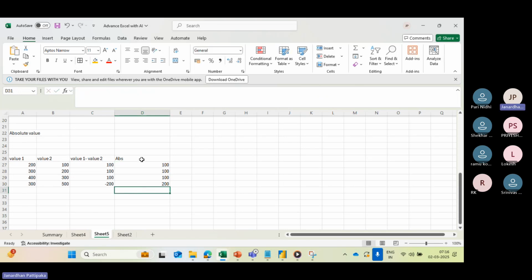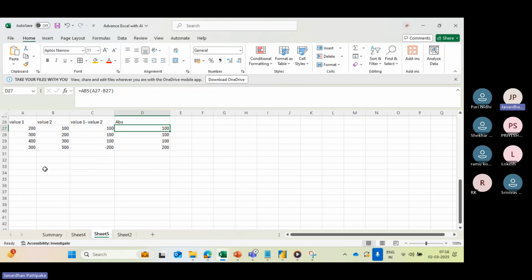So absolute mentions only the difference, and it will not give the signs. If you want to get the sign, you do this for the normal function, and this is by using absolute. Okay. Now you can ask me how to calculate some power.